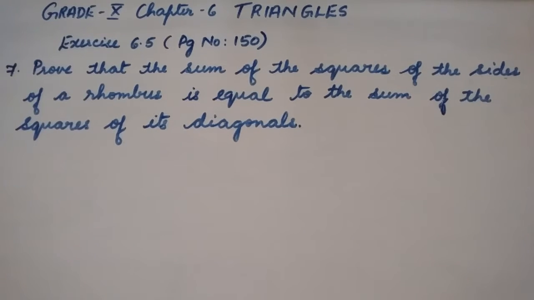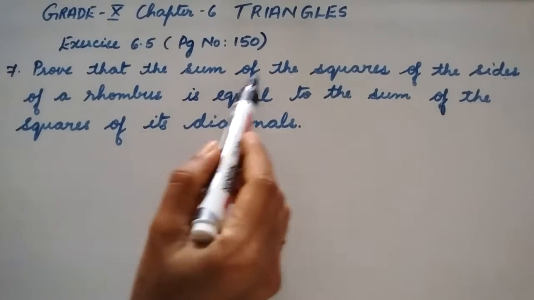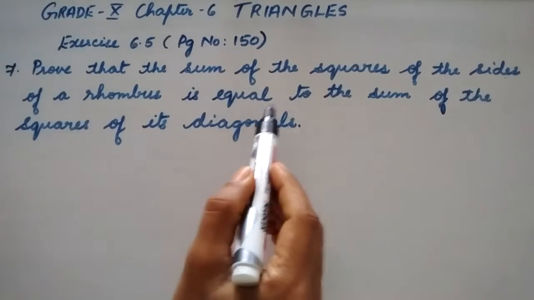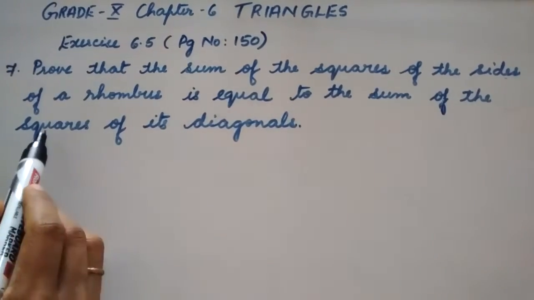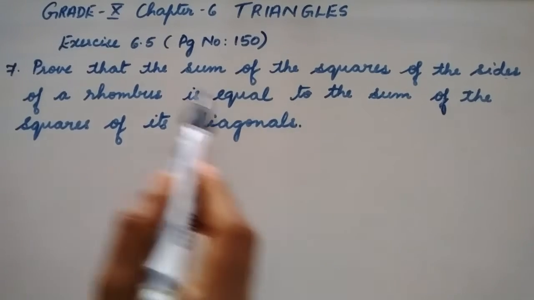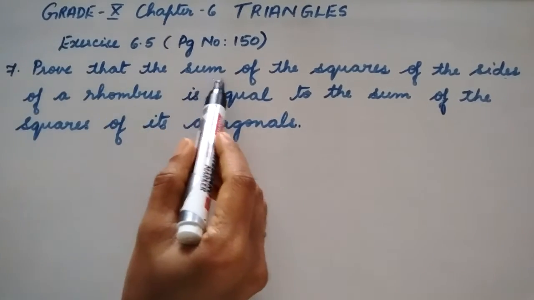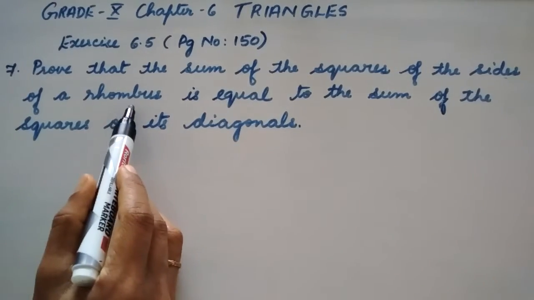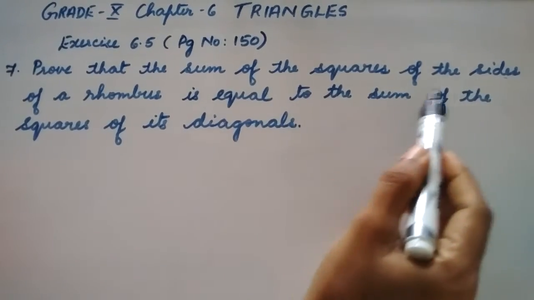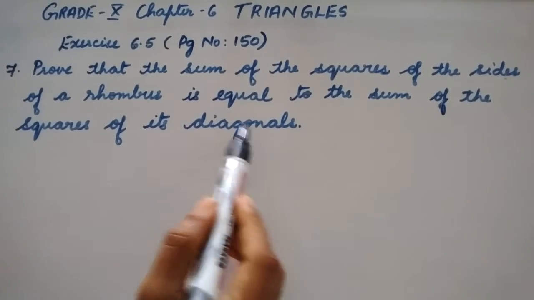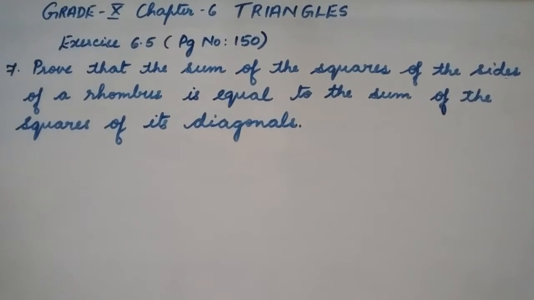Mathematics textbook. Question number 7. Prove that the sum of the squares of the sides of a rhombus is equal to the sum of the squares of its diagonals. First, let us draw a rhombus.